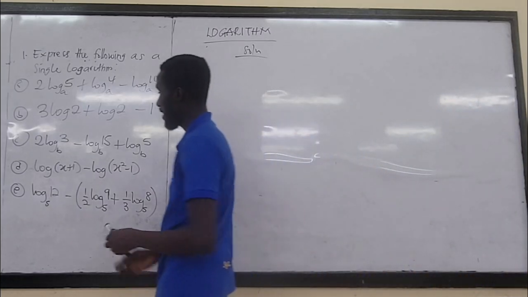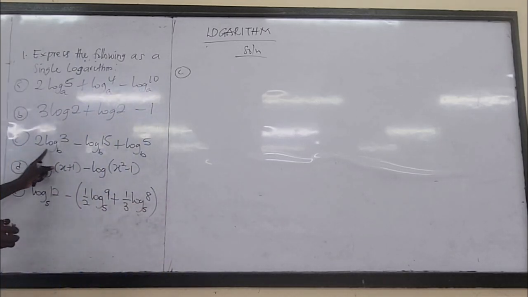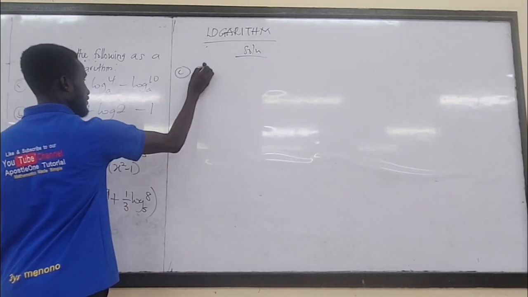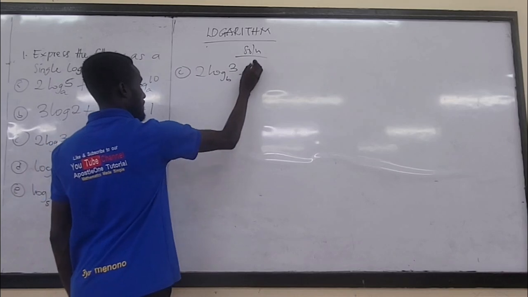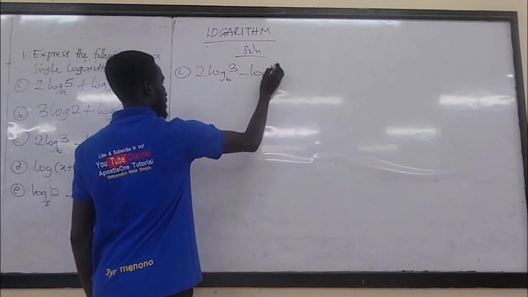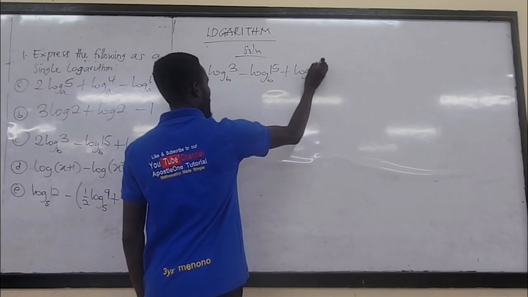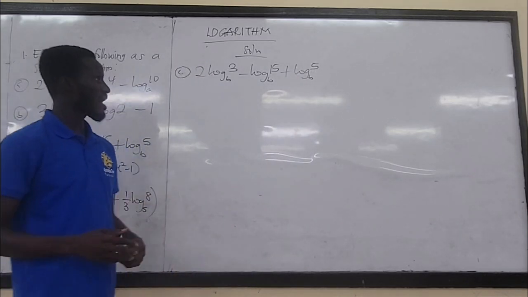Now question number C. We have 2 log 3 base b minus log 15 base b plus log 5 base b. Now this one, the bases are all b, so the same approach.